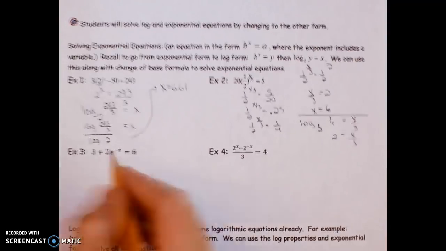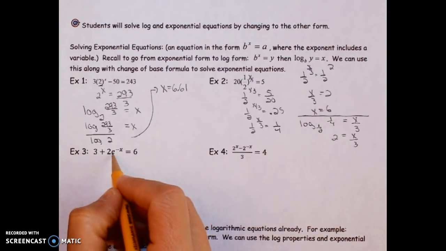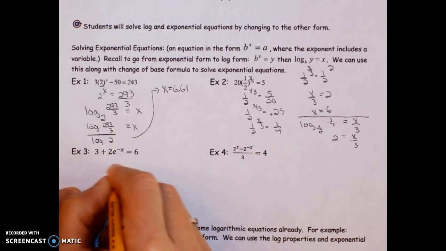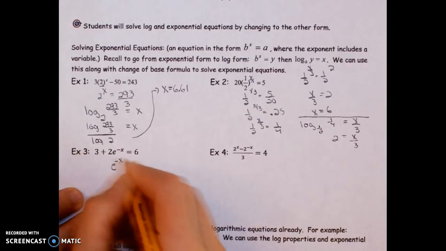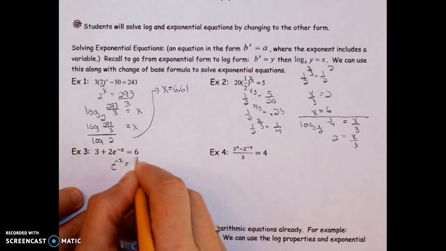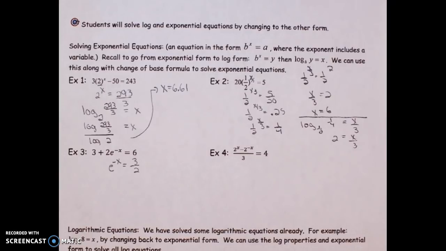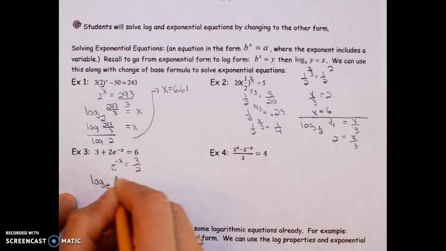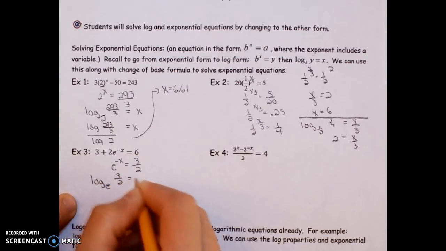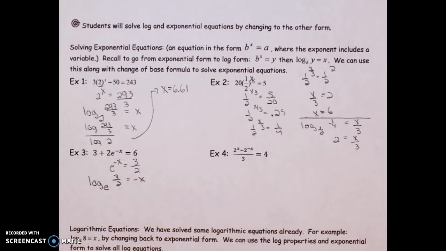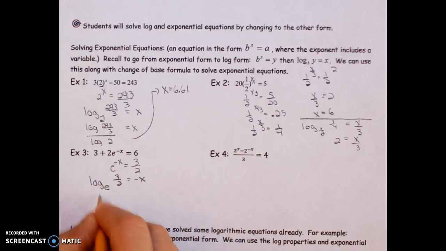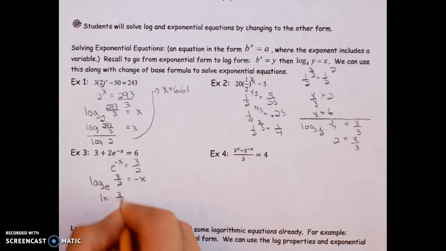Moving on to number 3, same thing. The only difference is we've got a base of e instead of a nice integer base. I'm going to subtract that 3, and I'm going to divide by 2. That ends up giving me 3 over 2. Again, no idea on this one. Flip it to that log form. Technically, this would be log base e of 3/2 equals negative x. Remember, log base e has its own special button on your calculator. That is the natural log.